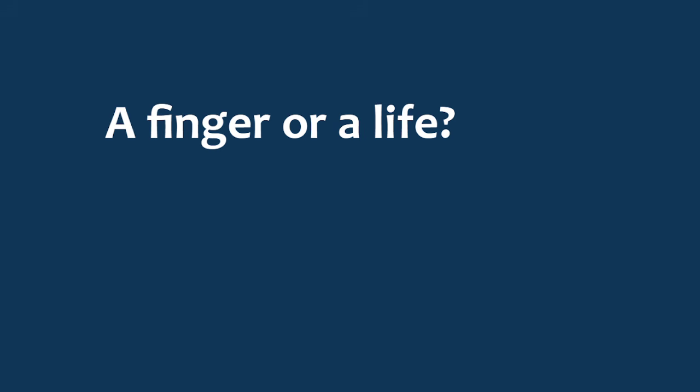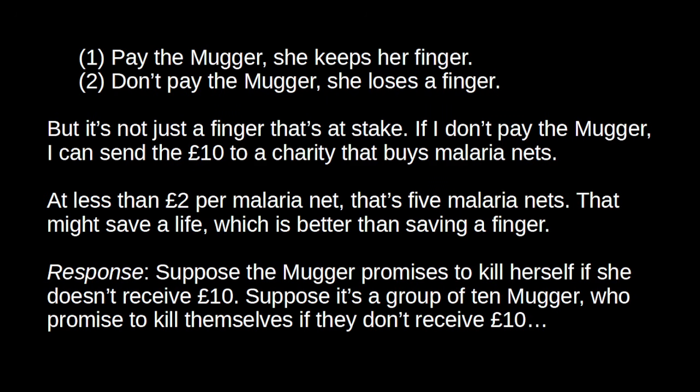Here's another potential response. You might simply deny that giving the £10 to the mugger will have the best outcome. After all, you are a utilitarian. So you're not going to keep the £10 for yourself. Obviously not. No utilitarian would do that. No, you're going to give the £10 to charity, and you're going to give it to an effective charity. So the options here are that a charity does not receive the £10 and the mugger keeps her finger, or a charity receives the £10 and the mugger loses her finger. Those are the real options.